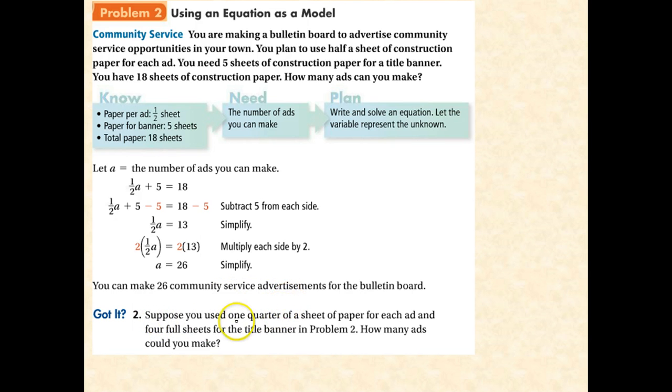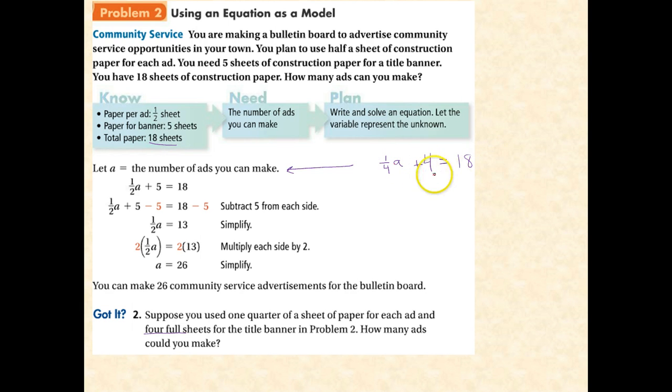Okay, so suppose you used a quarter sheet of paper for each ad and 4 full sheets for the title banner in problem 2. How many ads could you make? Alright, we're still going to let A equal the number of ads you can make. Now when we set up our equation, it's a quarter sheet times the number of ads plus 4 full sheets equals the total of 18 sheets that we have. So we need to decide which operation to undo first, multiplying by 1/4 or adding 4.